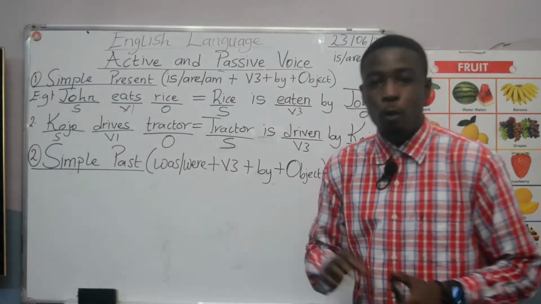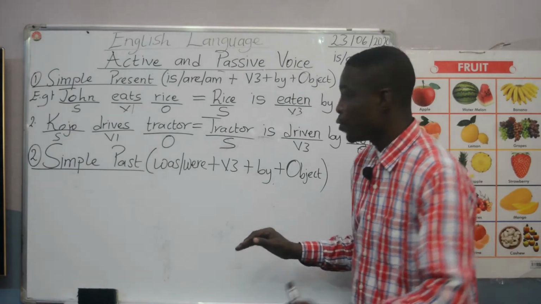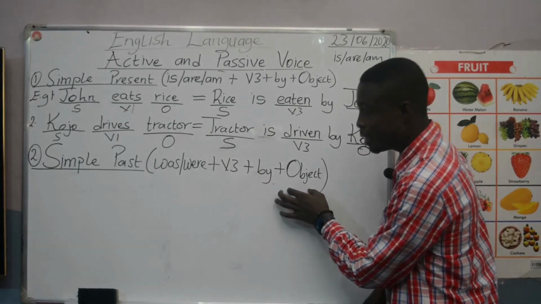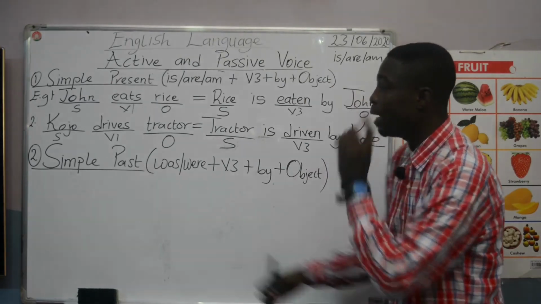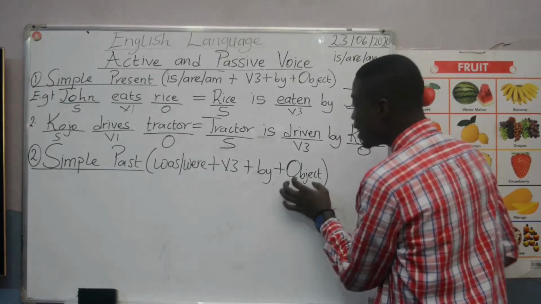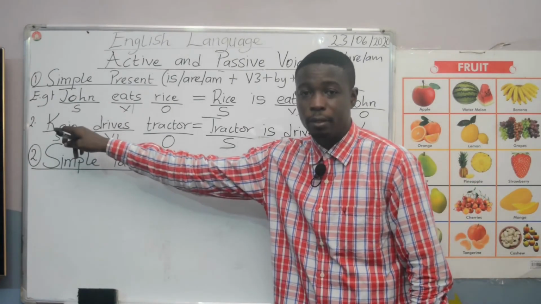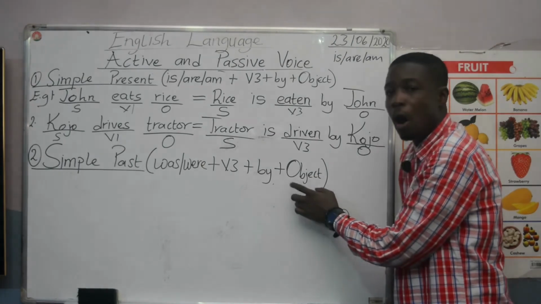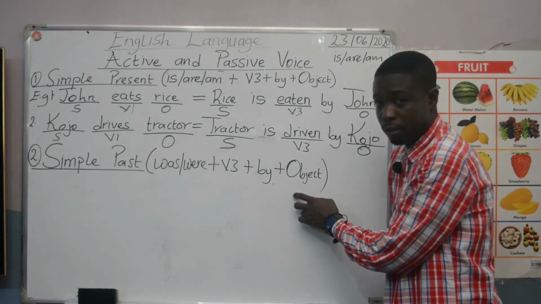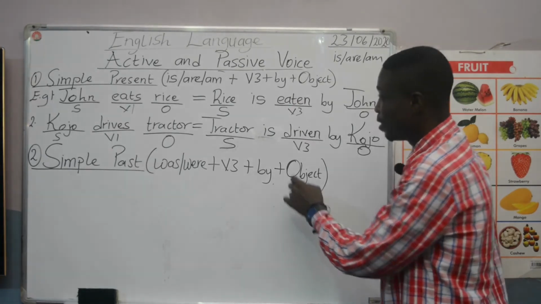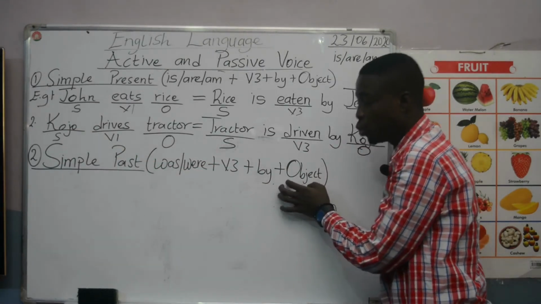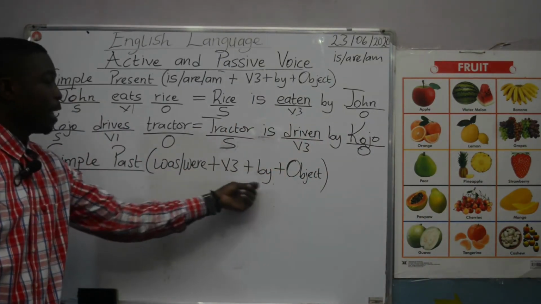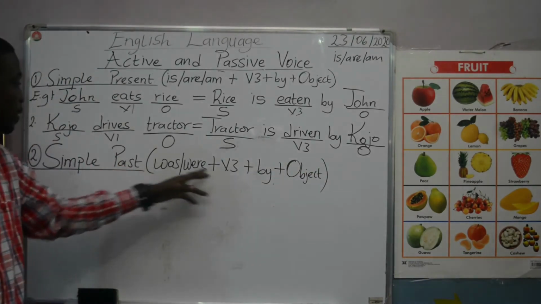Now, I want to make this thing simple for you so that straight away you can look at this and then you change it. The object here, don't forget, is not the object in the active voice. The object here is the subject in the active voice. When you come to the active voice, the subject there has been changed to the object here. Take note of that. Don't confuse yourself with it. Very good. So we use was or were plus V3 plus by plus object for the passive voice of simple past tense.